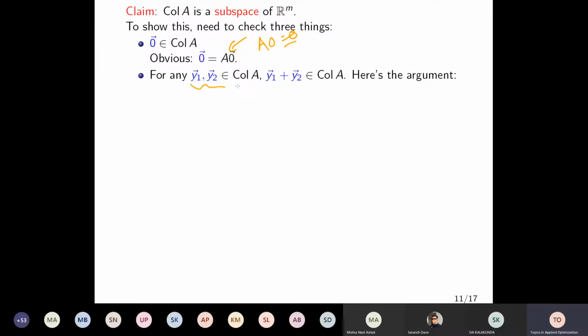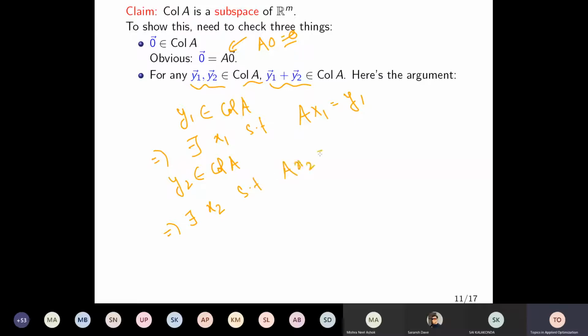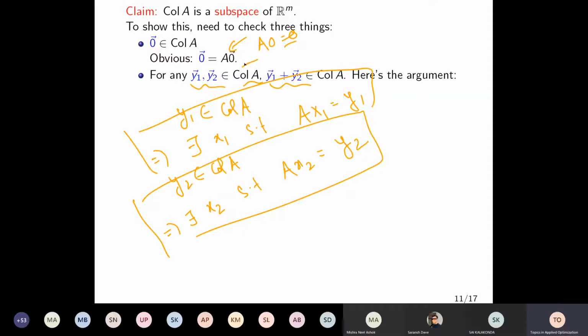For any y1, y2 in the column space, I must prove that y1 plus y2 is in the column space. So y1 is in the column space of A. This implies there exists x1 such that A times x1 is y1. Similarly, y2 being in the column space of A implies there exists x2 such that A times x2 is y2. These two conditions come from the given condition.